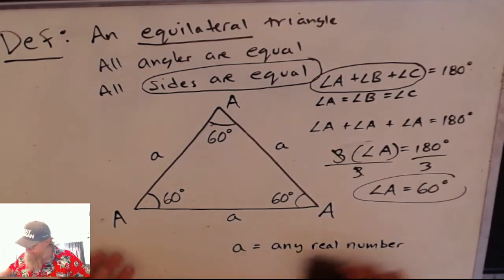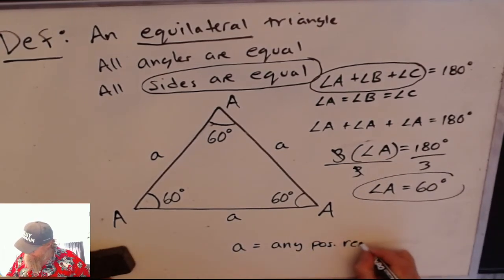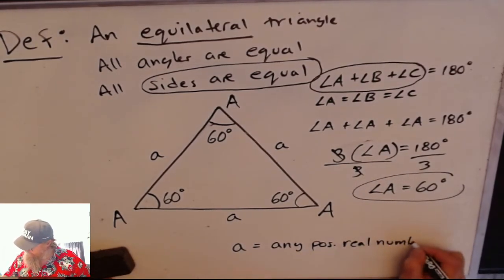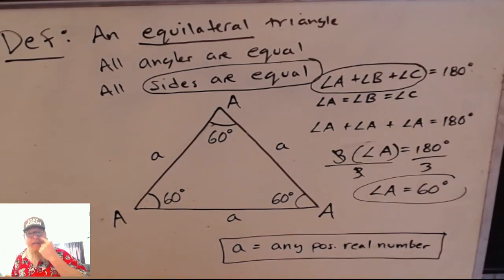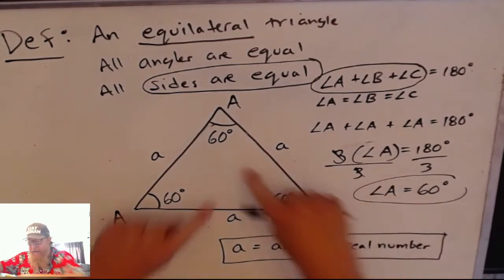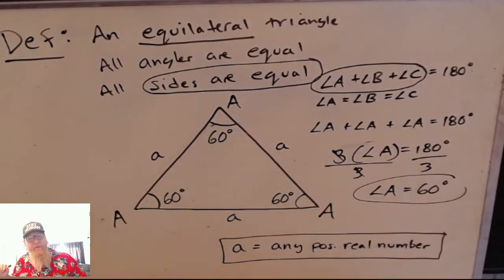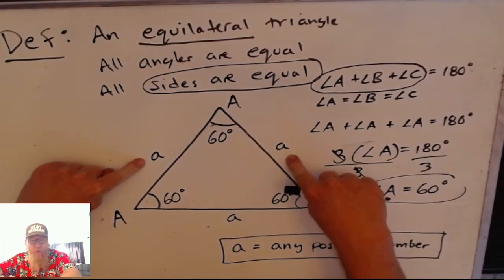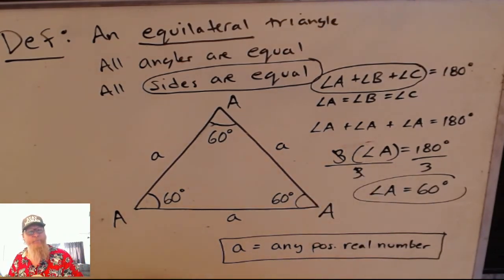Technically, it's a positive real number. We don't draw triangles with negative numbers. So angle A, all three of these angles, or you can call them A, B, and C, they're all equal to 60 degrees. The sides, lowercase a, are all equal, and they could be any positive number. So now I can actually do the final example, example 7.